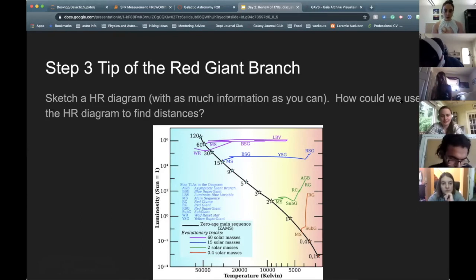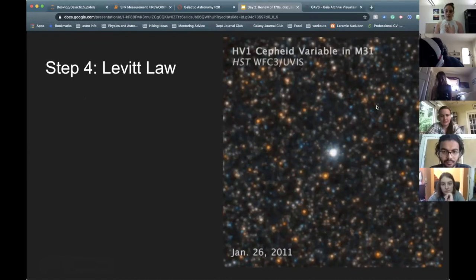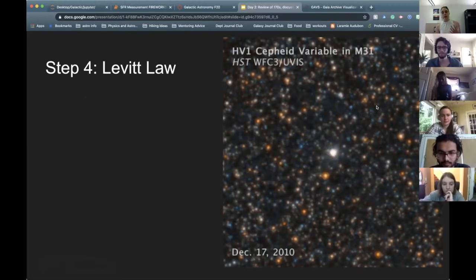So that's one. The other thing Skylar mentioned is that we can also use Cepheid variables and the Leavitt law, because the brightness of a Cepheid variable is proportional to its period. So we can watch it, measure the period, we know the luminosity, we can compare the actual luminosity to the observed luminosity, the absolute magnitude to the apparent magnitude, and get a distance. So those are two big standard candles.